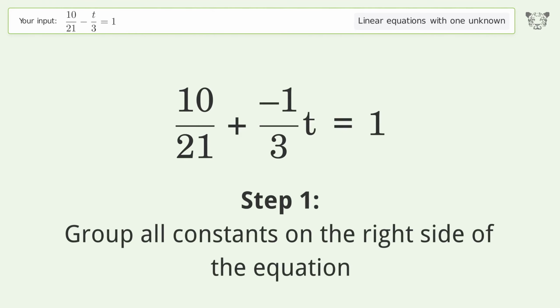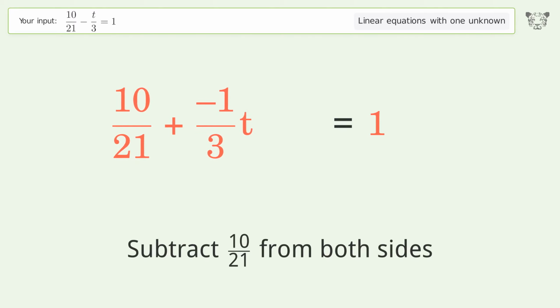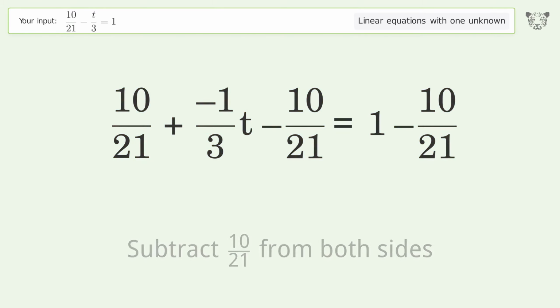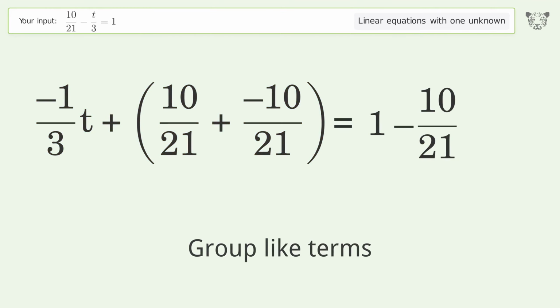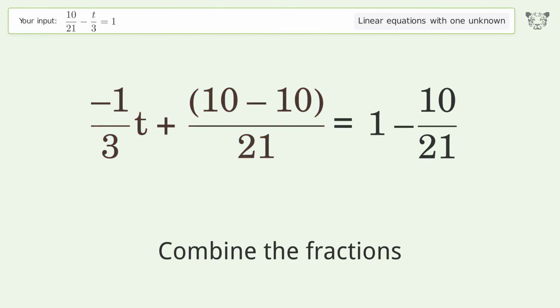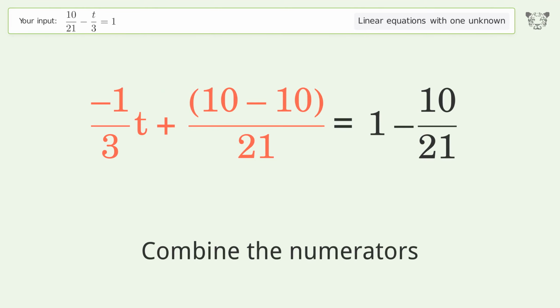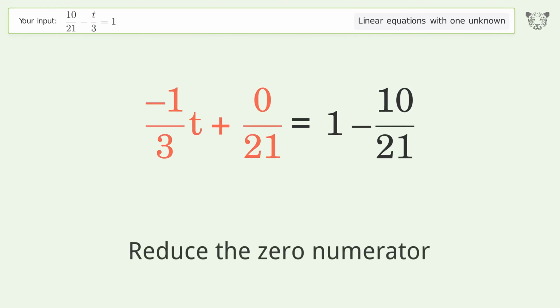Group all constants on the right side of the equation. Subtract 10/21 from both sides. Group like terms. Combine the fractions. Combine the numerators. Reduce the zero numerator.